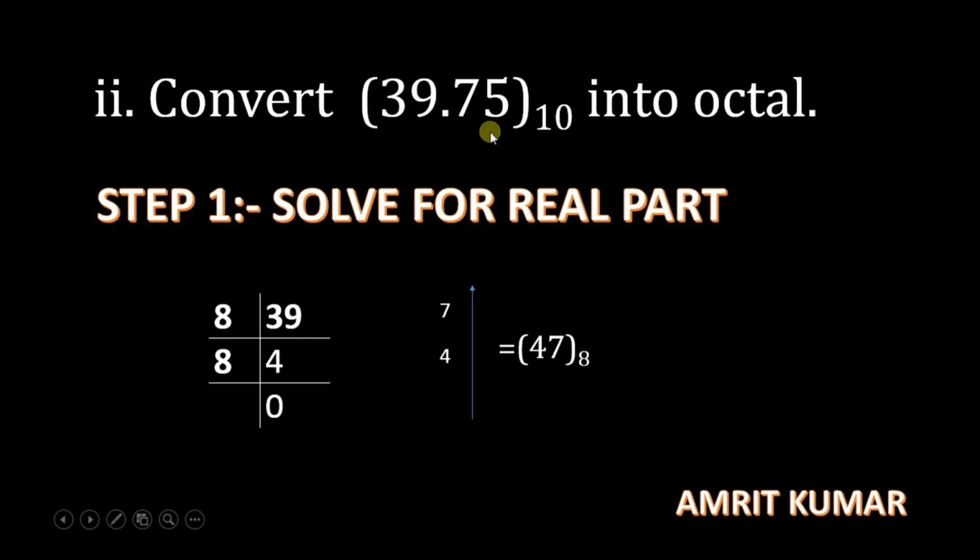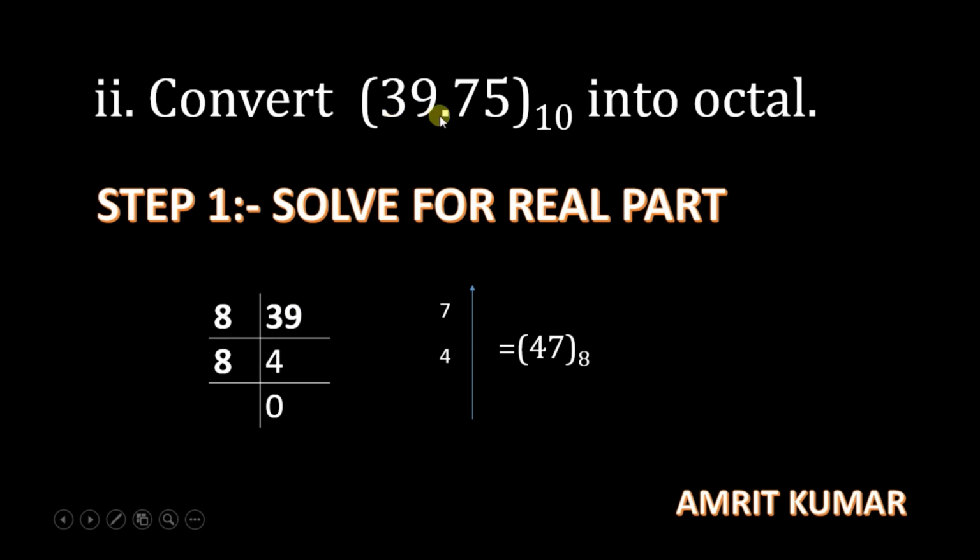The first step is to solve for the real part, that is the integer part. So the left of this decimal point is the integer part, and the right of this decimal point is the fractional part. So you have to solve for the real part first. This is our step 1, and it is saying that we solve for the real part. Now we are solving here.